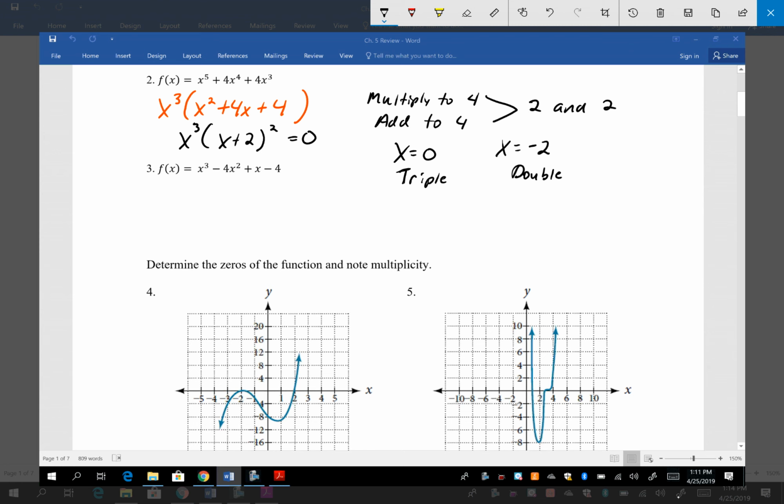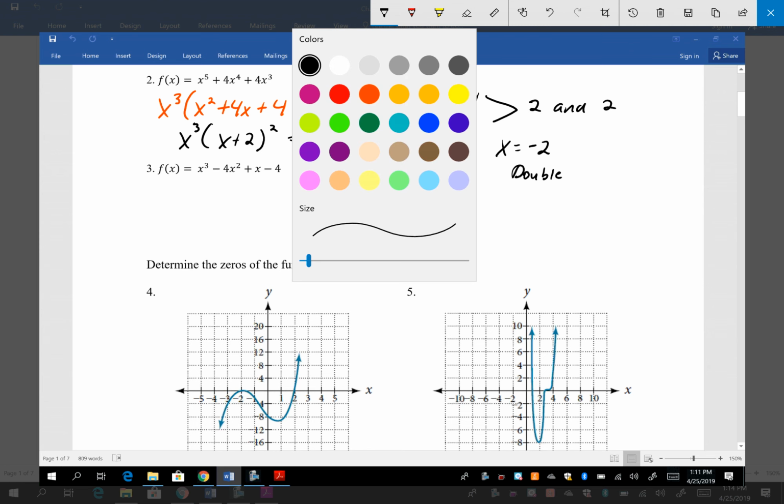I can do number 3, but I don't think... I mean, it's factored by grouping. Do we need to do number 3? Yeah, okay. All right, let's do number 3.